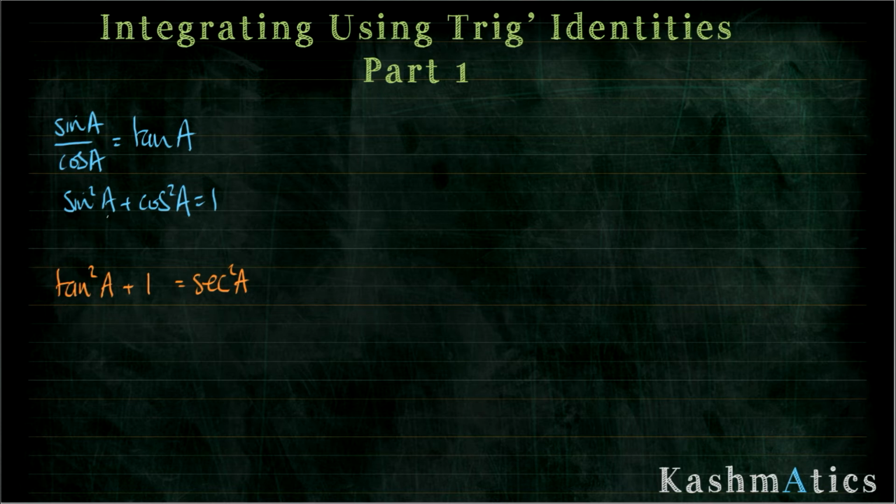Now if instead of dividing by cos squared I divide by sine squared a, I would end up with 1 plus cos over sine, which is the opposite of sine over cos, so that will give us cot squared, is equal to 1 over sine squared, which is cosec squared a.